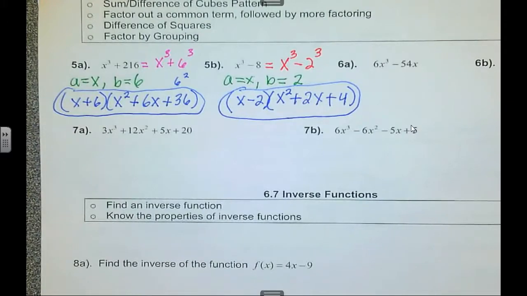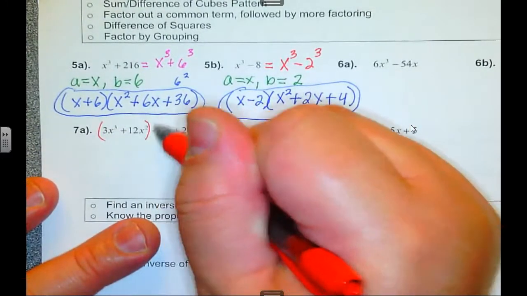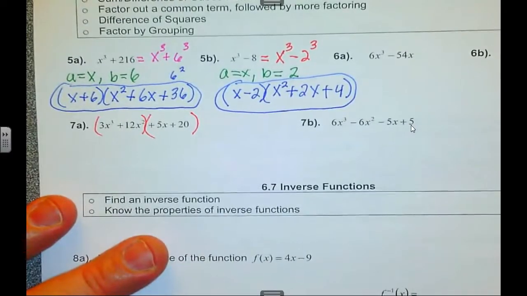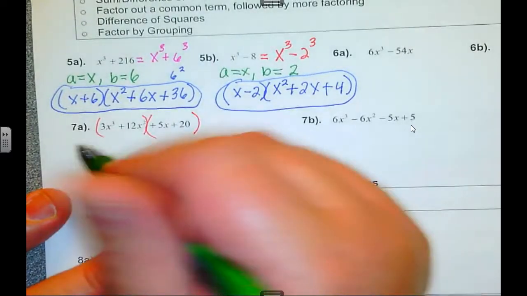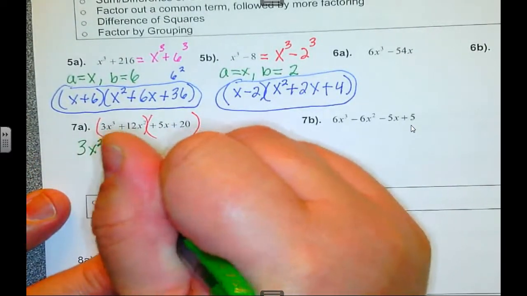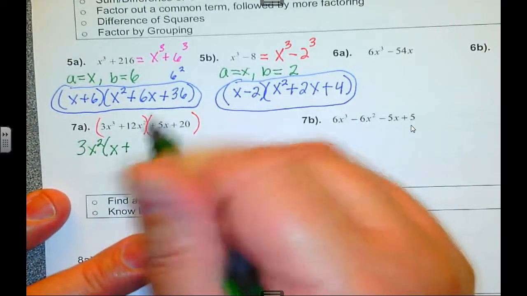Number 7, I have 4 terms, so I'm going to factor by grouping. I'm going to group these two, and I'm going to group these two. Let's see, out of this first grouping, I can take out a 3 and an x squared, and I'm left with x plus 4.